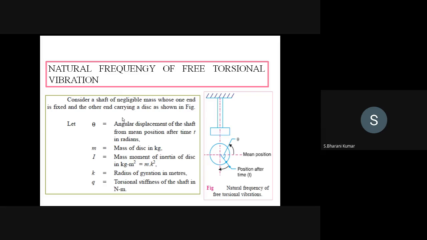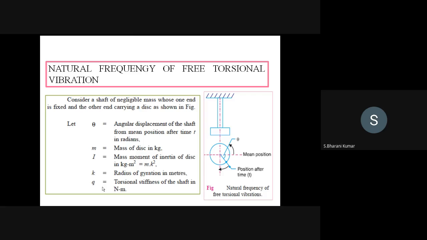For this, we are going to derive the torsional equation. Theta is the angular displacement of the shaft, and m equals the mass of the disc. In some cases the mass of the shaft is also taken into consideration, but in general we take only the mass of the disc. We know that I equals mass moment of inertia, which we solved in the first unit: I equals mk square. k equals the radius of gyration in meters, and q equals torsional stiffness.